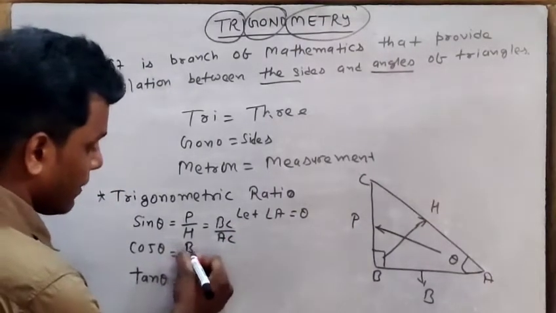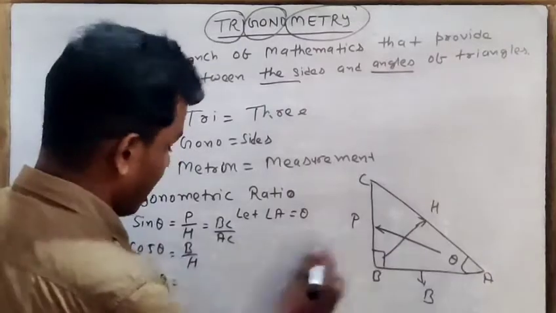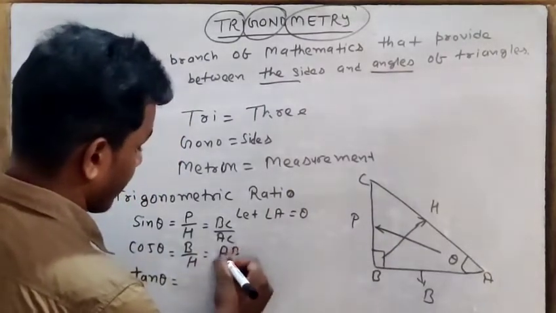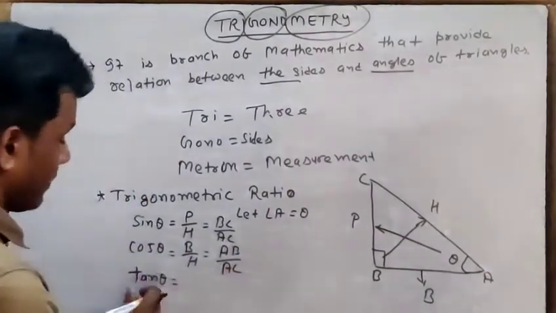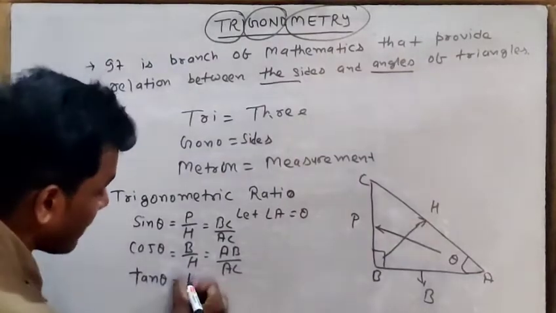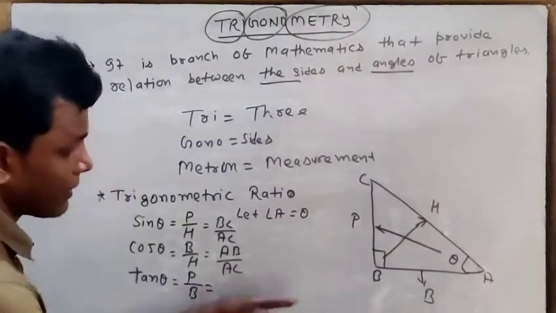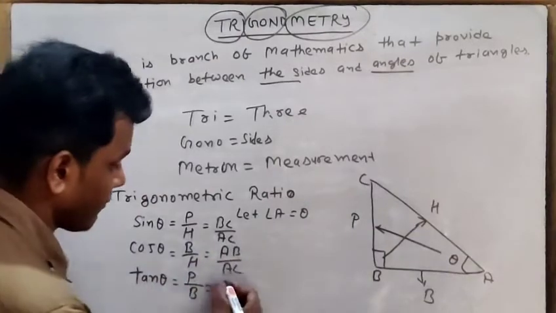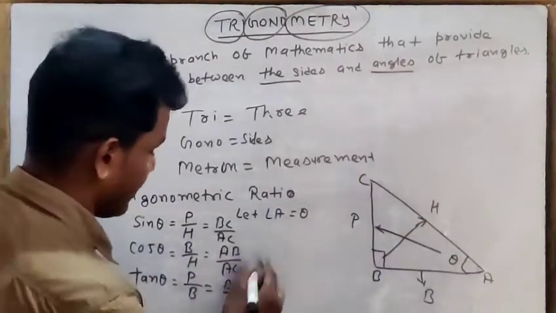Cos theta is equal to B by H, which is AB by AC. Tan theta is equal to P by B, which is BC by AB.